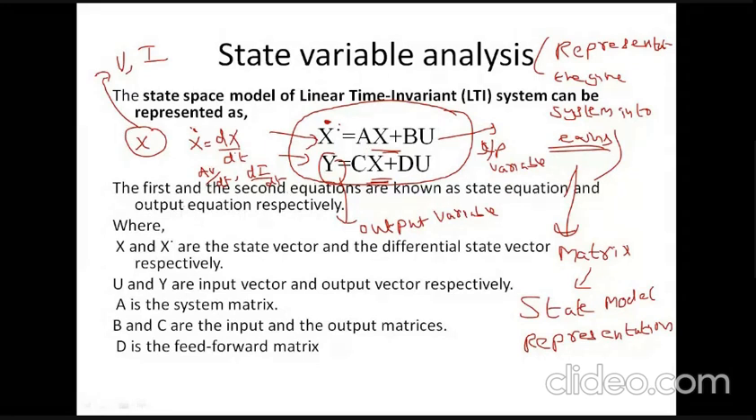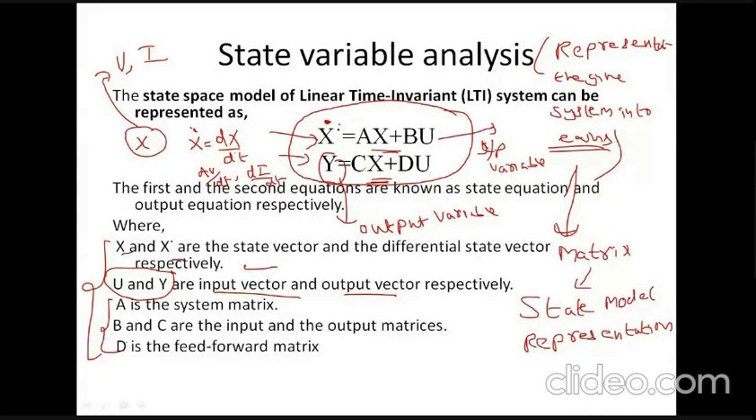Whatever information I gave through this audio just now, the same thing I have written here itself. So here x and x dot are some variables. I will come to what is state vector later. And u and y are the input and output variables, and A, B, C, D are the matrices.